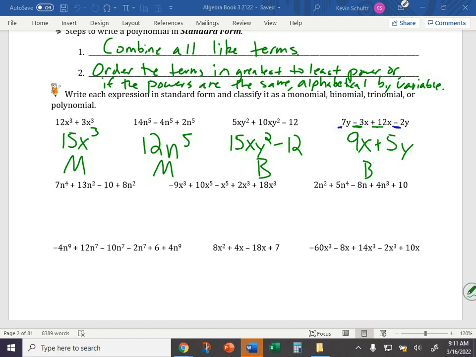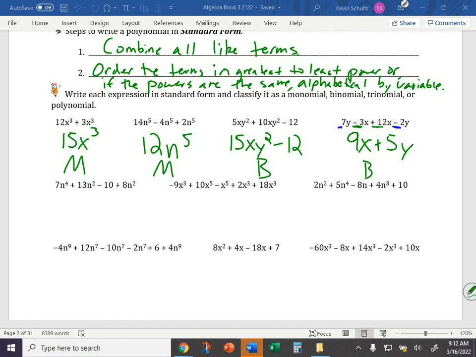Questions so far? No. Okay. What's one down below that looks particularly worth our time? Sophie? Second one, so it's the last row or the second row? The negative 9x cubed? Yeah. Okay. Negative 9x cubed plus 10x to the 5th minus x to the 5th plus 2x cubed plus 18x cubed. Let's combine like terms first. What can we combine here? So let's take it step by step here.